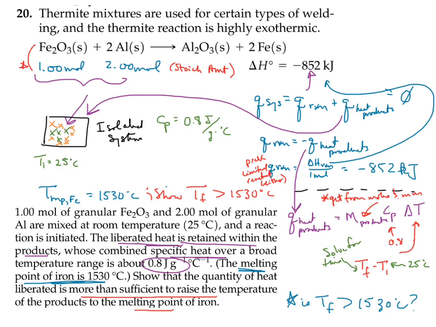The specific heat is 0.8 joules per gram degree Celsius. And for the delta T, you know your initial temperature is 25, but you don't know your final temperature. That's what you're trying to solve for. If your final temperature is greater than the melting point temperature, then it's going to melt. That's it. So it's kind of a maze.